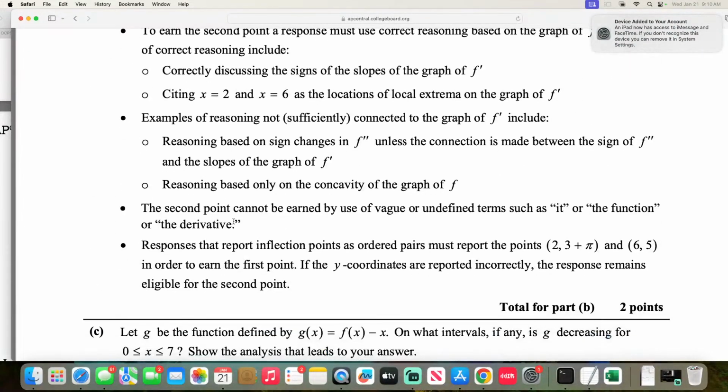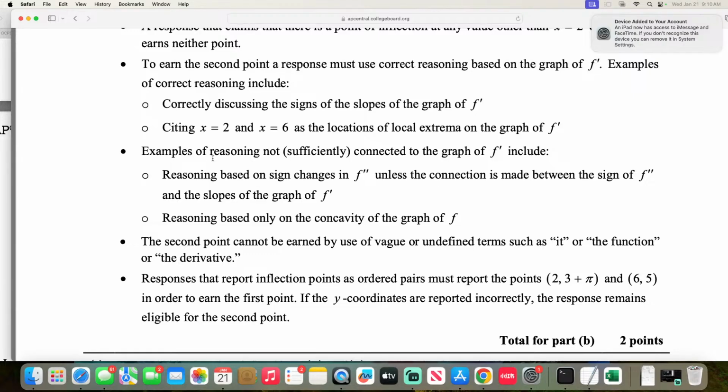If you look here, they say example reasoning not sufficient: not connected to the graph of f prime, including reasoning based on sign change of f double prime, unless the connection is made with the sign of f double prime and the slope of the graph of f prime. If you don't name that, they actually don't give you a point. I didn't know that because I never bothered to read. But since I read it, I'm going to tell you. You cannot get a point by mentioning f double prime unless you say the f prime slope is equal to f double prime. Does that make sense or no?